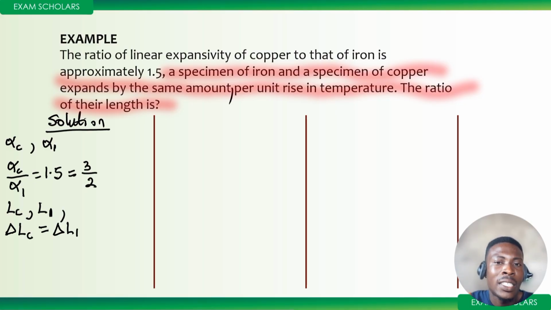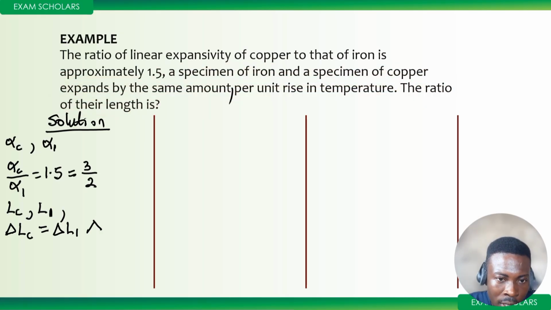The temperature rise is also the same for them. So we can have what? So our change in temperature here is the same for them. The question now says the ratio of their length is, so we want to find the value of LC divided by Li. That is what we want to find.